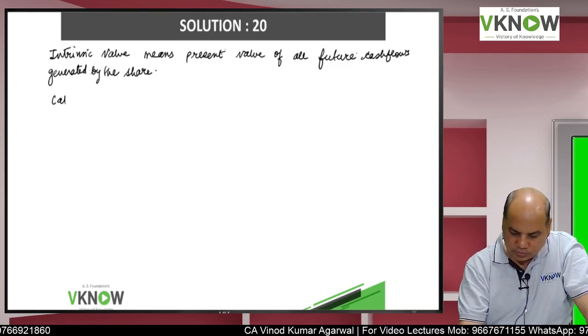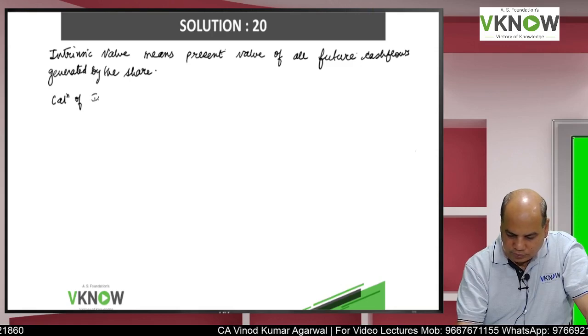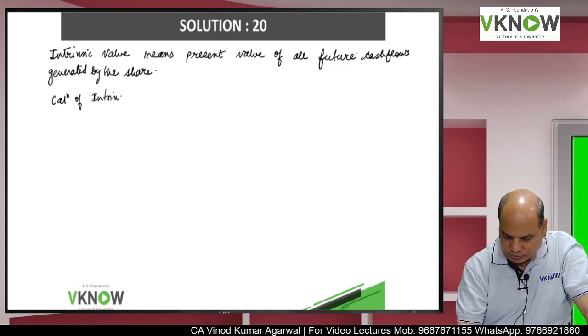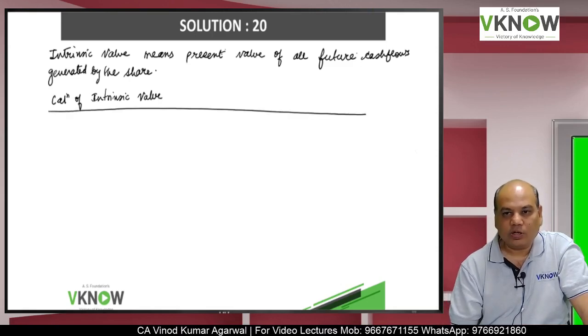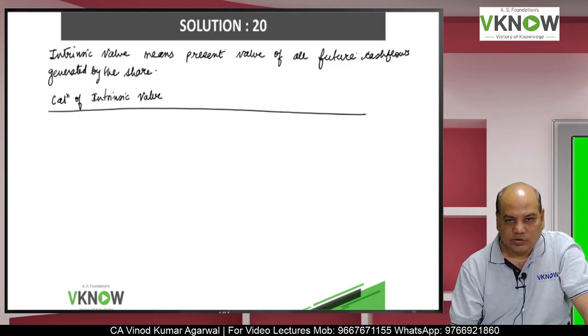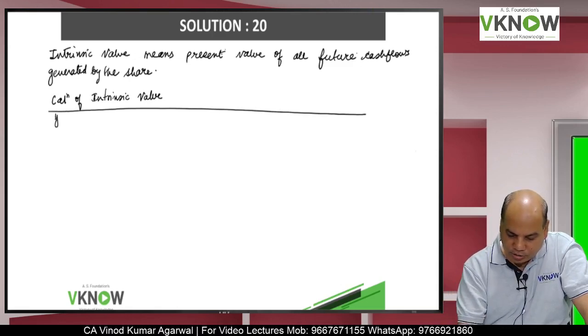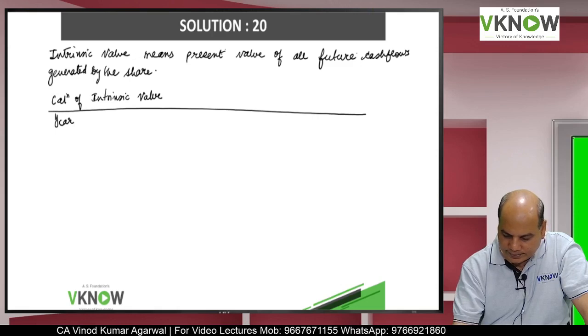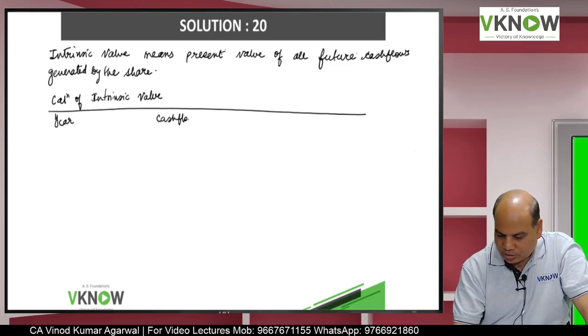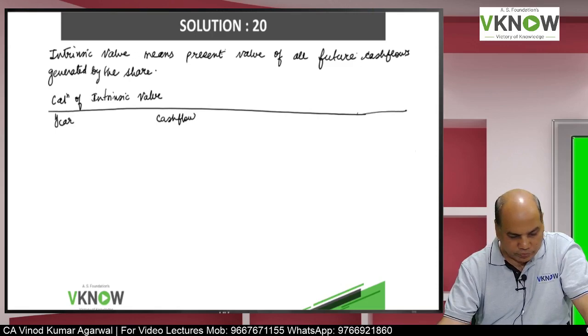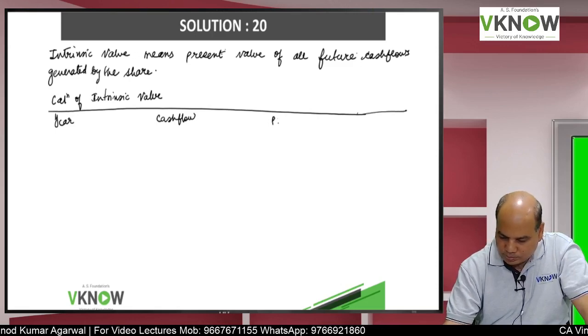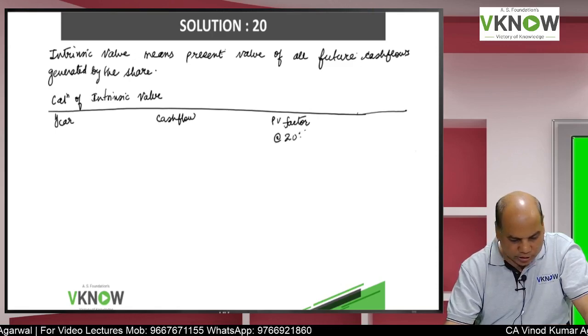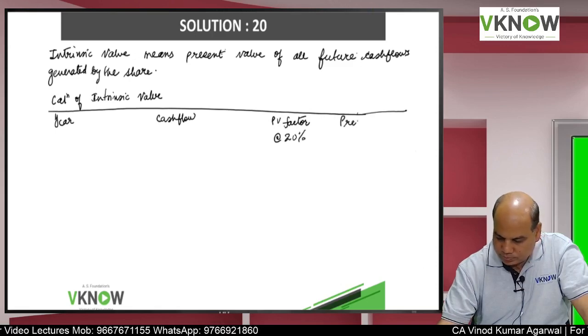Next line, write down calculation of intrinsic value. We will prepare in a tabular format, easy to understand. First column, year. Second column, a little bigger column, cash flow. Third column, present value factor at the rate of 20%. Last column, present value.